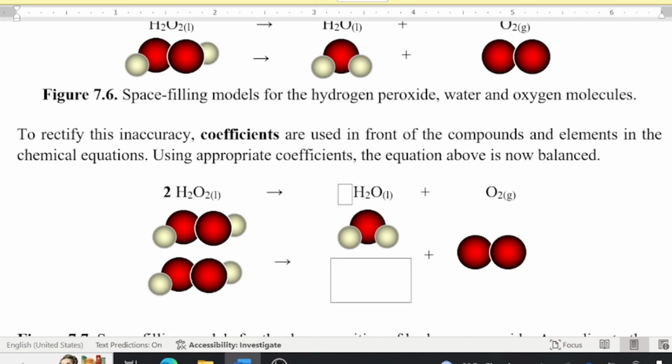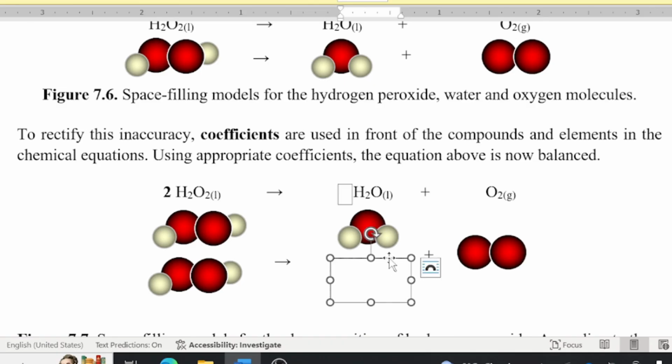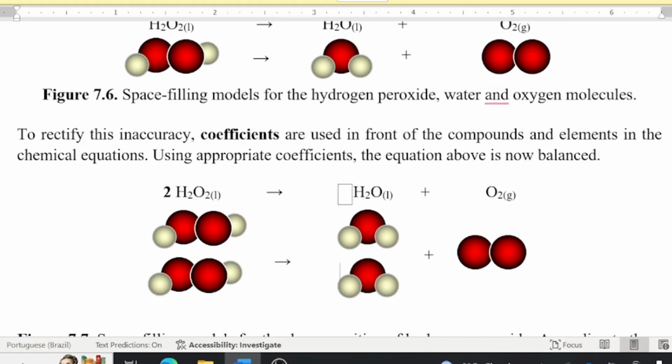So the first thing we can probably do is to balance the hydrogen here. So we have this. So we can actually make another one like that. So you have 4 hydrogen, 4 oxygen here. And whenever you do this, you have to put a 2 here. So this is how we balance the equation.